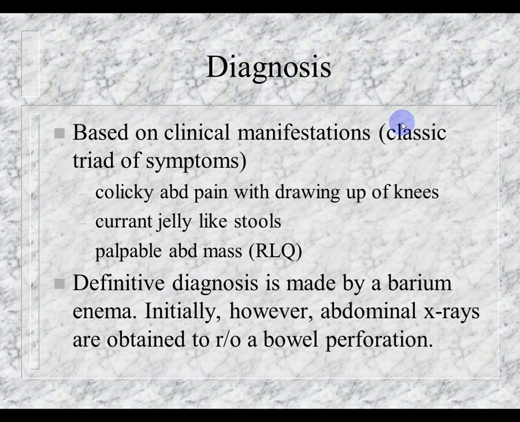And I think that may be upper right quadrant. I need to check that. But it's going to be a sausage-shaped mass. And instead of an olive shape, it's going to be a sausage-shaped mass. Definite diagnosis is made by a barium enema. And actually, most people use a water contrast enema now.